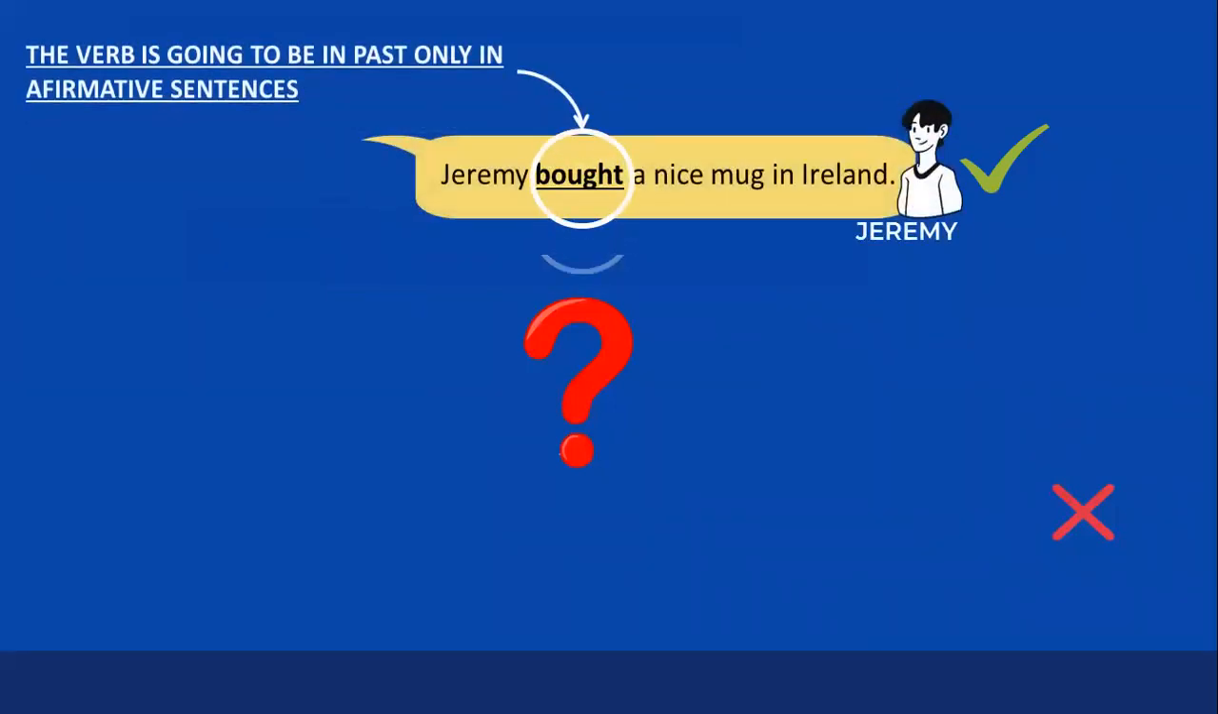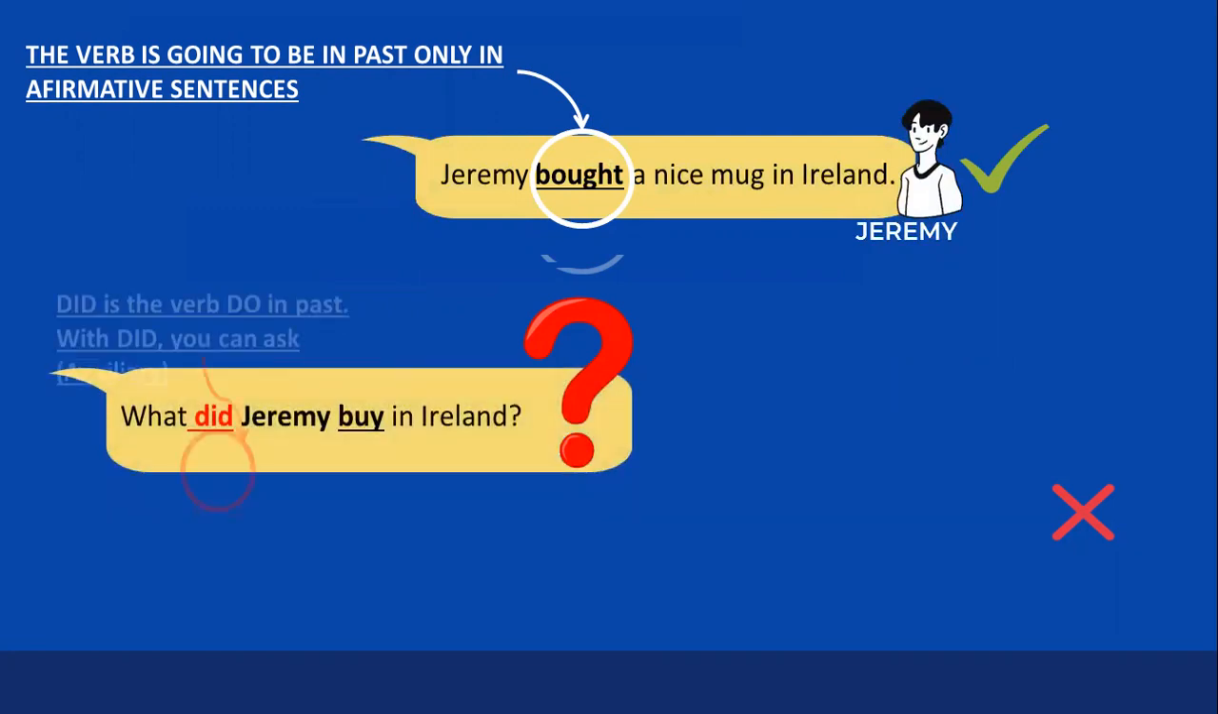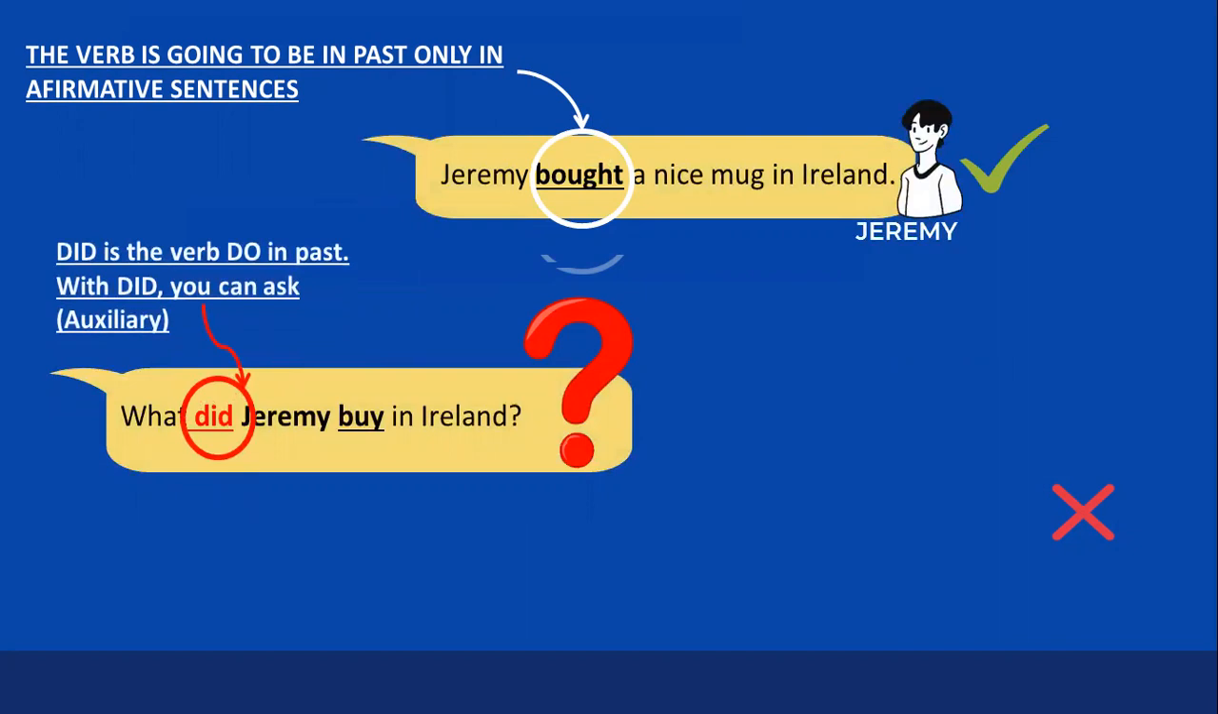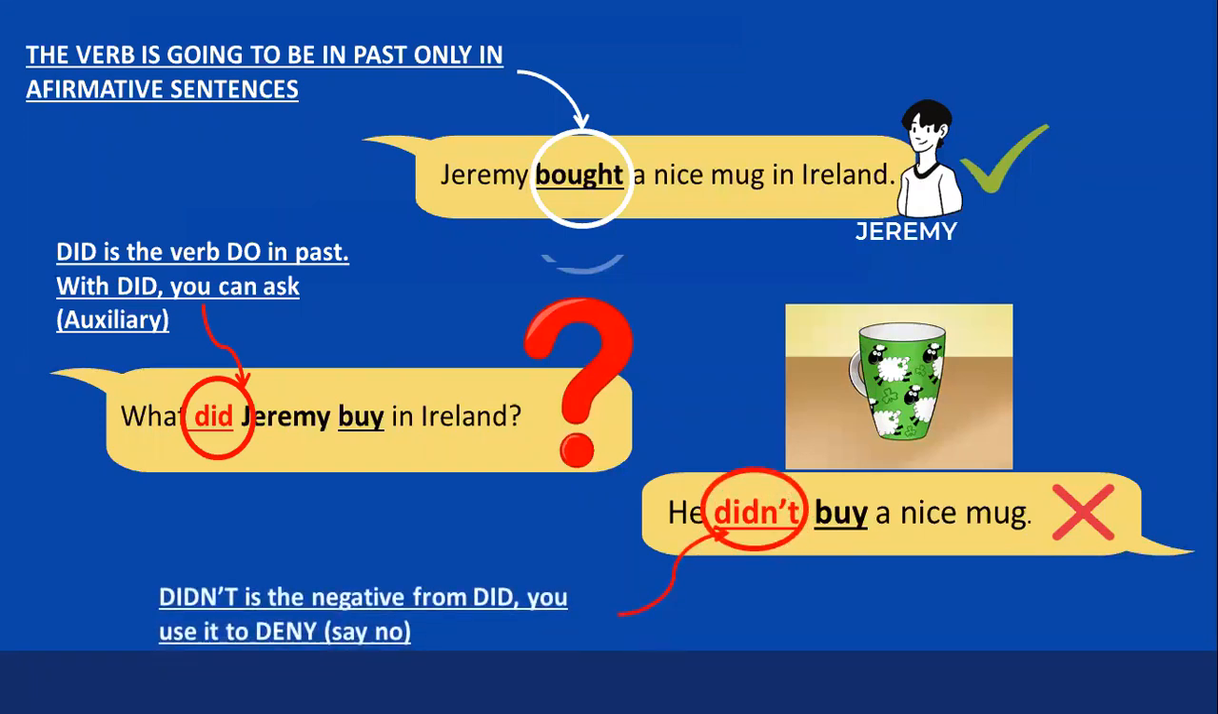Now let's continue. The verb in the past is going to be only in affirmative sentences. Now the second one, which is a question, did is the verb do in past. With did, you can ask. Did, in this case, in past simple, we use did for the auxiliary. He didn't buy a nice mug. The third one, that is a negative sentence. You can see that didn't is the negative form of did, and you will use it to deny, to say something in negative.